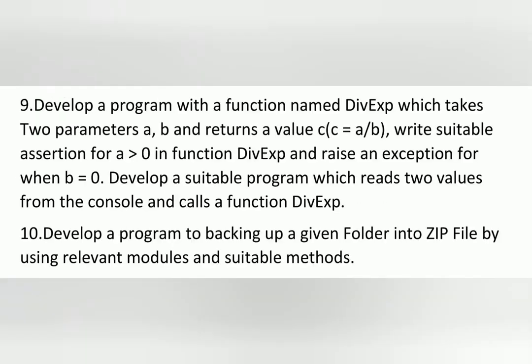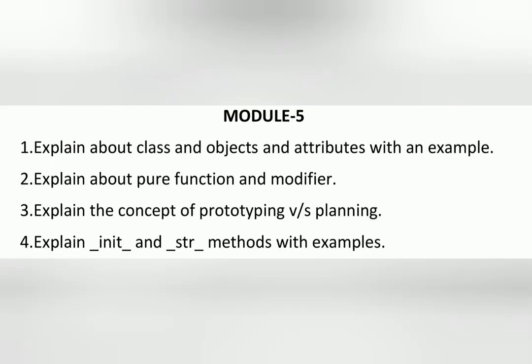The ninth question is develop a program with a function named DivExp which takes 2 parameters a, b and returns a value c, write suitable assertion for a greater than 0 in function DivExp and raise an exception for when b is equal to 0. Develop a suitable program which reads 2 values from the console and calls a function DivExp. The last question is develop a program to back up a given folder into zip file by using relevant modules and suitable methods. Next I go with last module.